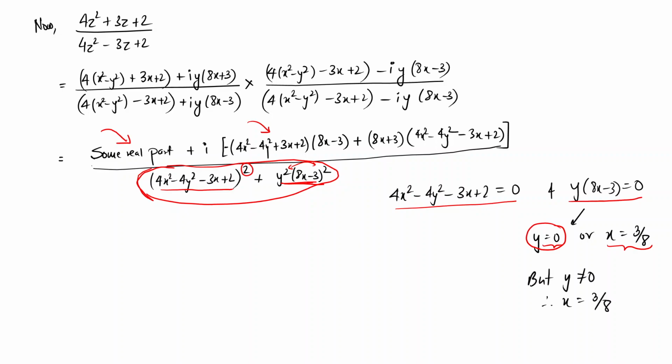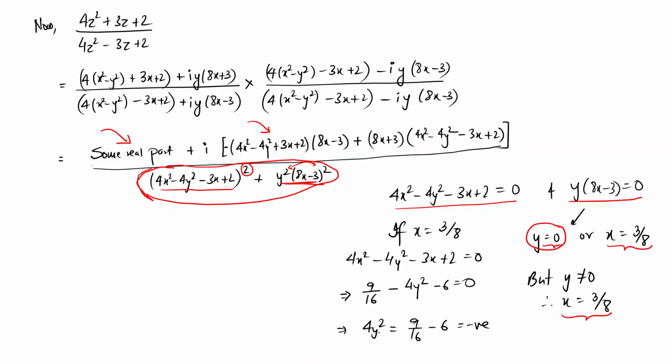So y is not 0 because the original complex number z equal to x plus iy has a non-zero imaginary part, as stated in the question. And then x is equal to 3 by 8, and we put it in this other expression. What do we get? It simplifies down to 4y squared, and this number is negative, right? 9 by 16 minus 6. So this cannot happen in the realm of real numbers. So what does this guarantee? This guarantees that this denominator will never go to 0. So we are safe now.